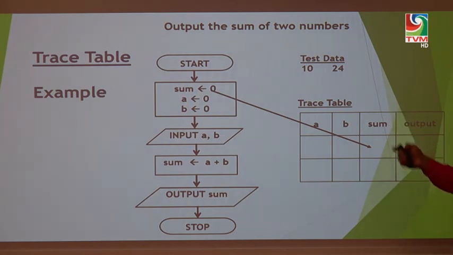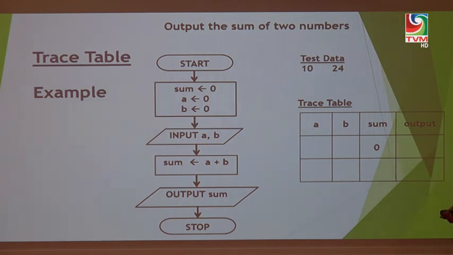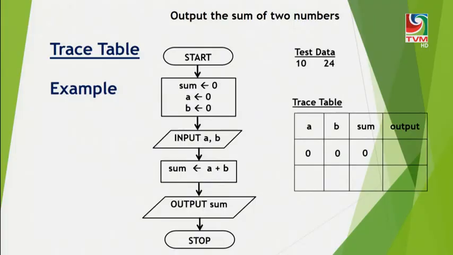So the initial value of sum is 0. Then A equal to 0, and B equal to 0. Then the next step is input A comma B. I already told you the value of A is 10 and the value of B is 24. So input A is 10, 10 will go here, and B is 24, 24 will be taken to B. Now you have the value of A as 10 and B as 24.